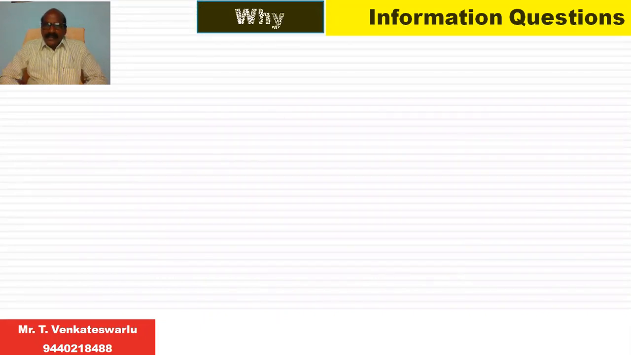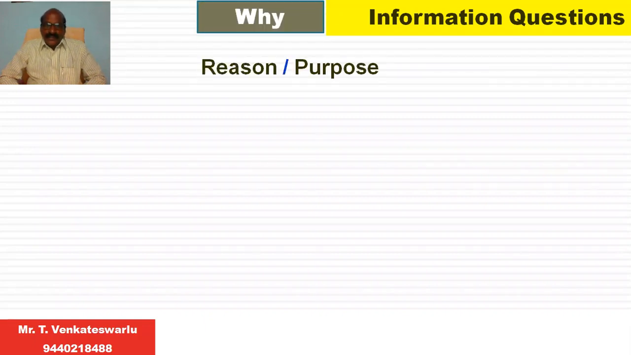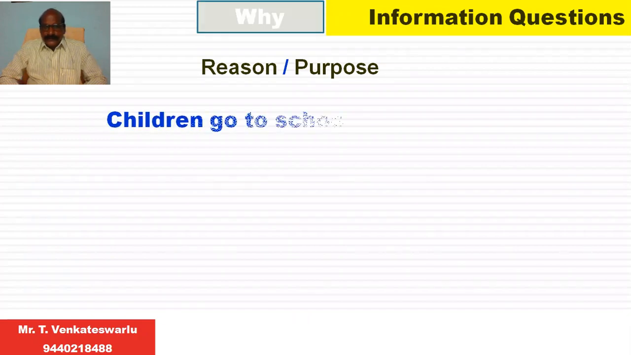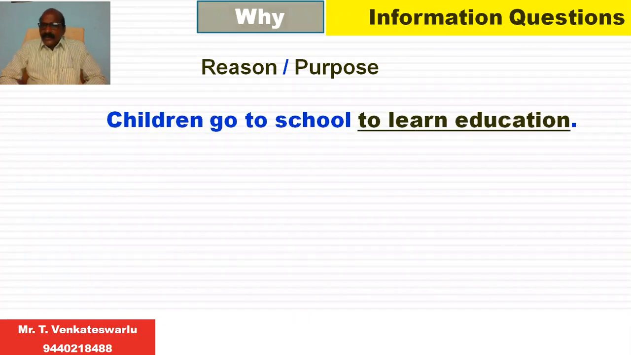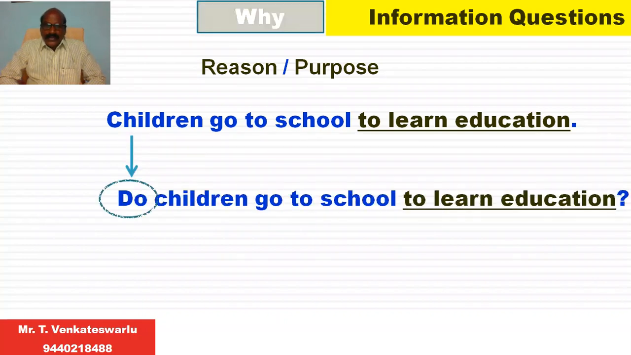Next, another question word, why. The question word why refers to some reasons or some purposes. Let's know some examples. Children go to school to learn education. First we have to change it into a yes or no type question. Look at the given verb, go. It is in simple present tense. So we have to prefix do to the statement. Do children go to school to learn education?